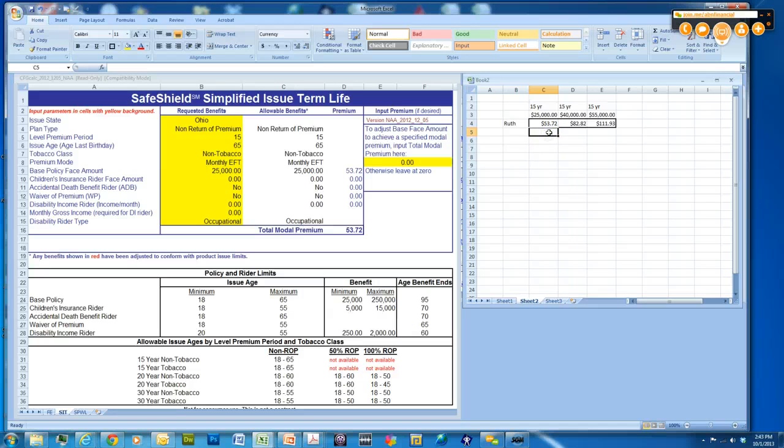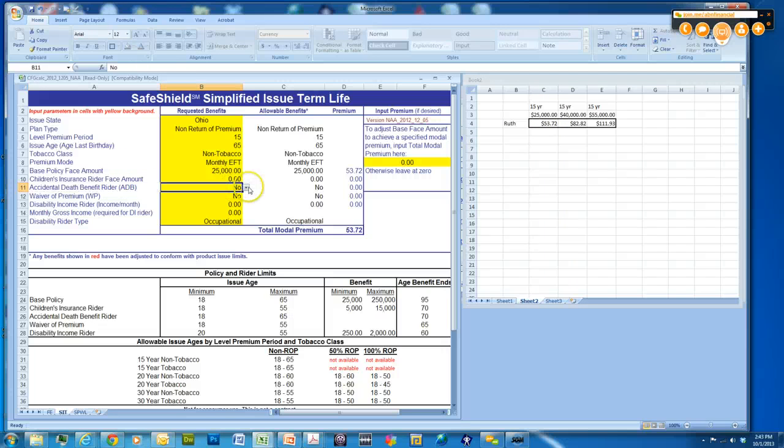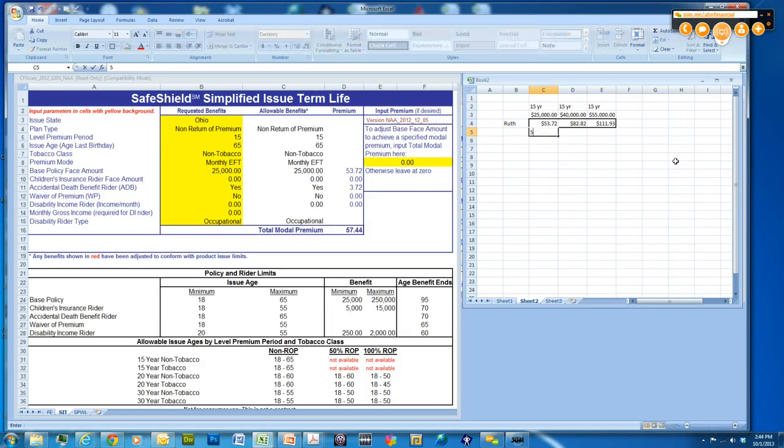And then another thing we could do is add an accidental death benefit rider that will double it if she dies in an accident. So that's 57.44. She's got 25,000, and this includes an accidental death benefit of 25,000 in addition if she dies in an accident. So this is a good option for her if she's concerned about covering the whole thing. Does that make sense? Yes. Okay, so I think we got Ruth down.